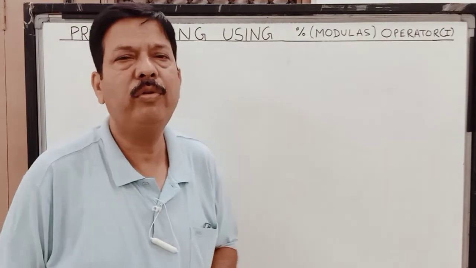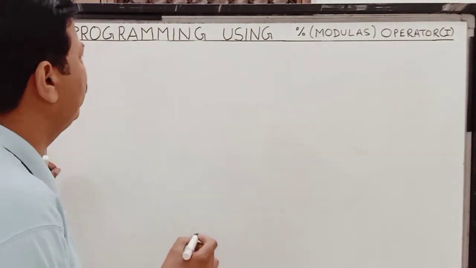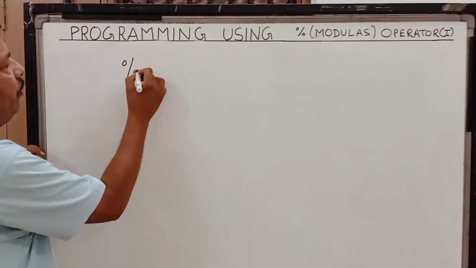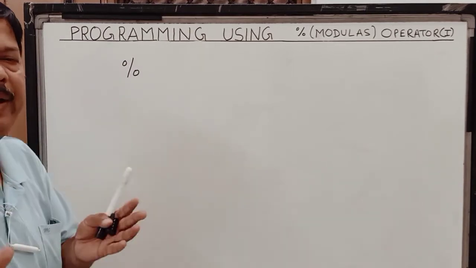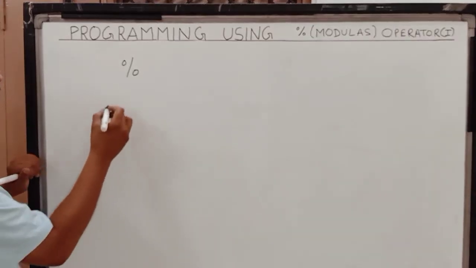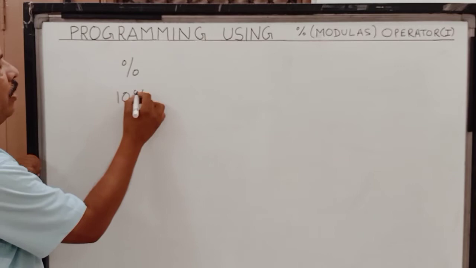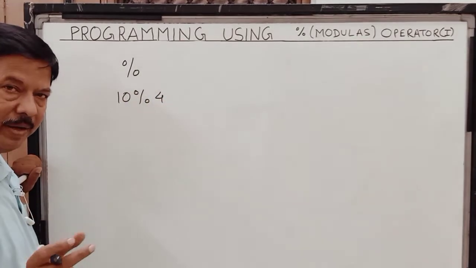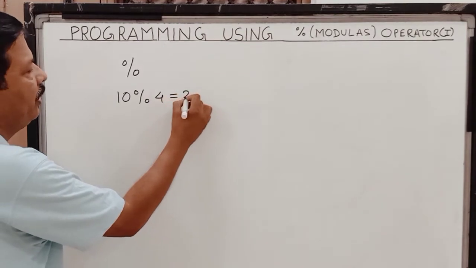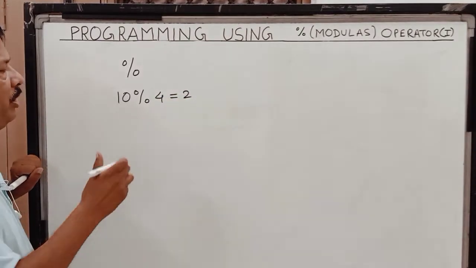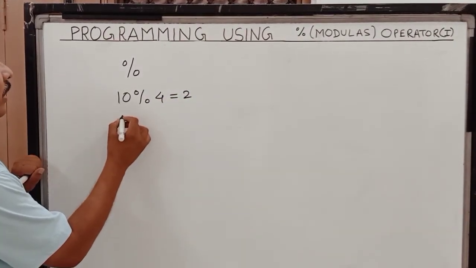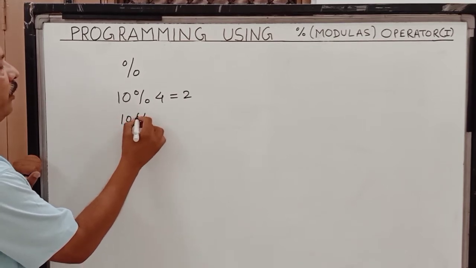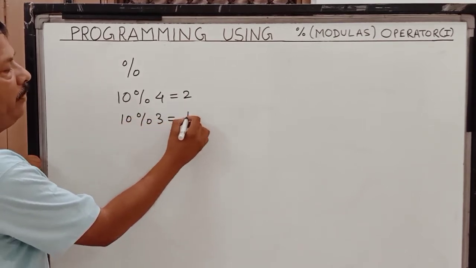Now children, all of you know this modulus operator. It is an arithmetic operator, and this modulus operator gives us the remainder of any division. Say for example, if I say 10 modulus 4, then if you divide 10 by 4, what will be the remainder? I think the remainder will be 2. If I say 10 modulus 3, then the remainder will be 1.